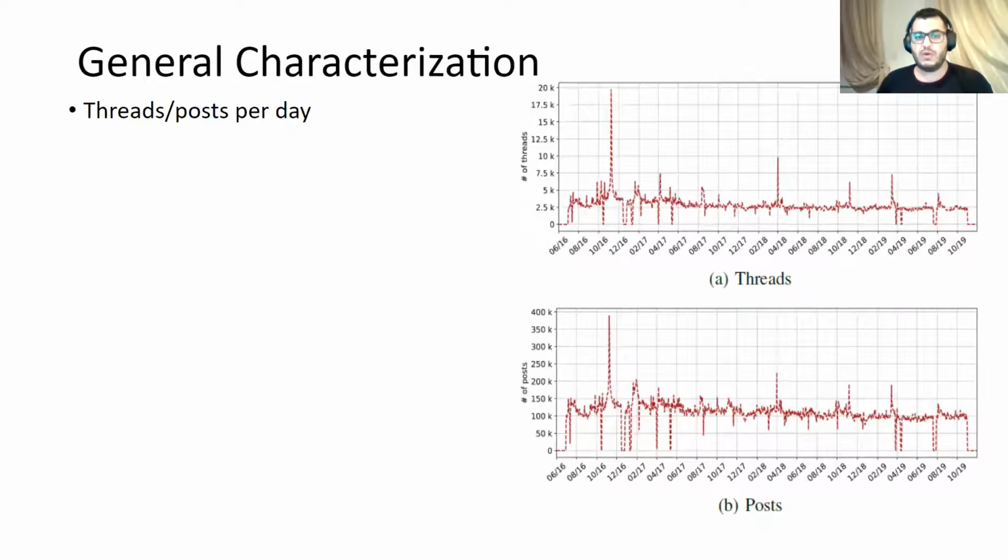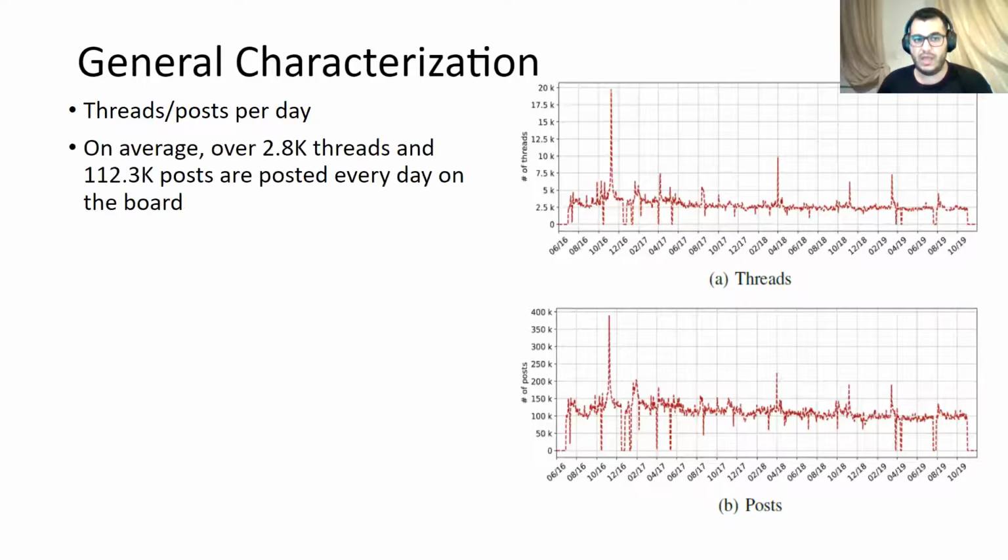Now I'm going to briefly mention some of the findings from the statistical general characterization of our dataset, just for the people that are interested in this dataset to know what to expect. In this figure, we plot the number of threads and posts per day in /pol/. Overall, we find that there are over 2.8 thousand and 112,000 threads and posts, respectively, posted every day on the board.